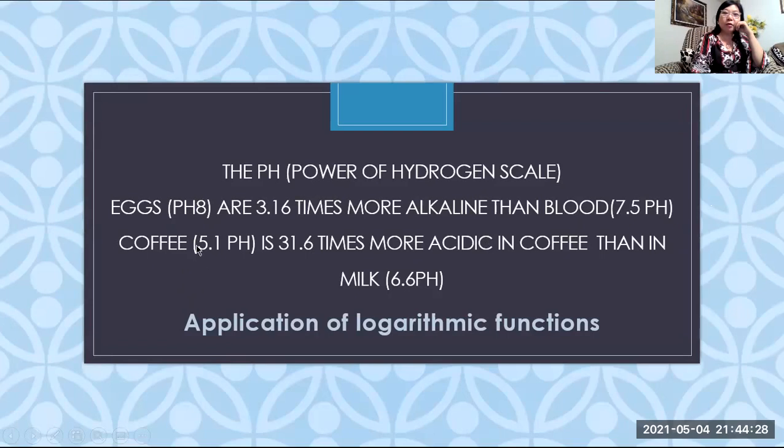The coffee has an acidic level of 5.1 pH value, which is calculated using the logarithmic function. You can calculate that coffee becomes 31.6 times more acidic than milk, because milk has a higher pH value, 6.6. So this is an application of logarithmic functions, so that you can see how useful it is.